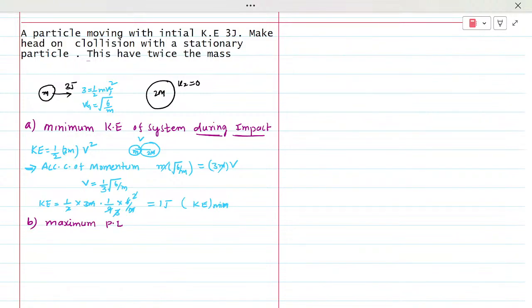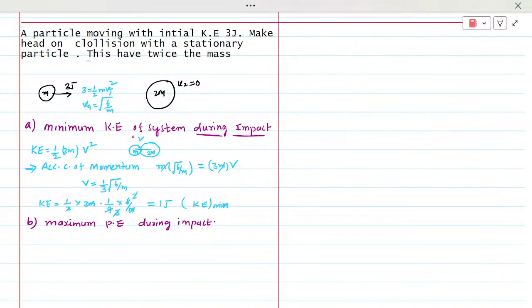Maximum potential energy during impact. So here you can tell that potential energy is zero because these two are in contact, no reference line from the ground like that. Now, initially the energy is equal to 3 joules, right? So during the impact, only 1 joule of kinetic energy is there for the particles, right? Only 1 joule minimum, and maximum is 1 joule only.